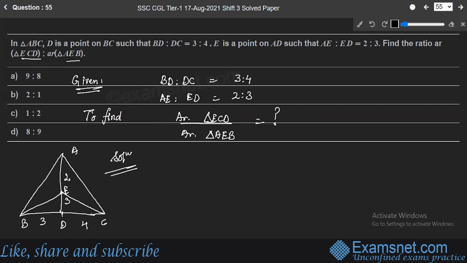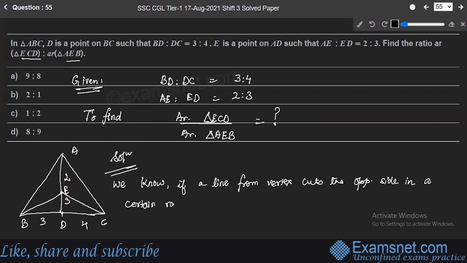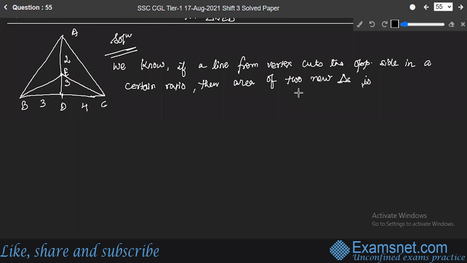So here's the solution. First of all, we know one thing you need to know. We know, or you can say this concept we'll be using in this question. We know if a line from a vertex cuts the opposite side in a certain ratio, then the area of the two new triangles is also divided in that ratio.